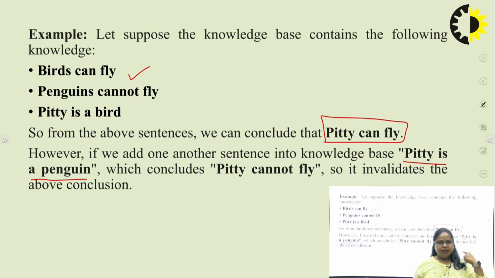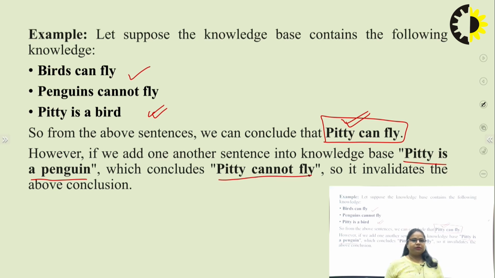If I add one more sentence to the above statements, that Bitty is a penguin, and we have already written that penguins cannot fly. Here we had drawn a conclusion that Bitty can fly. Now the conclusion changes, and in that case we can say Bitty cannot fly. So it invalidates the above conclusion.